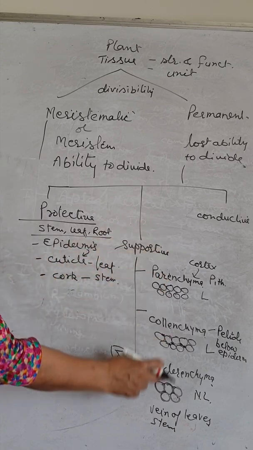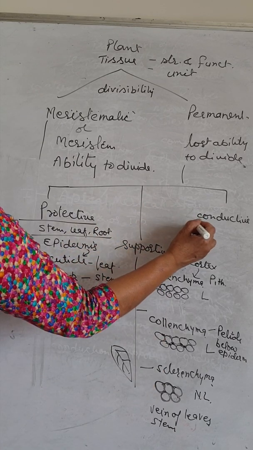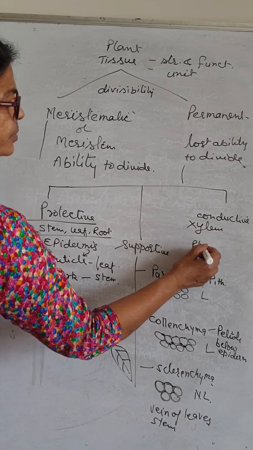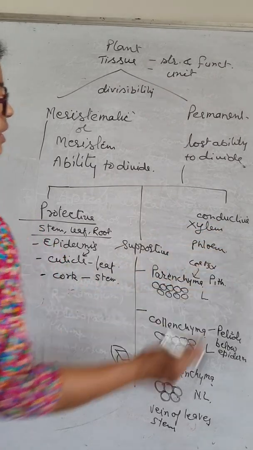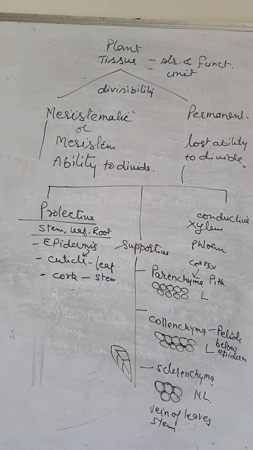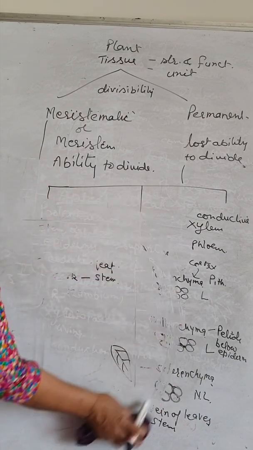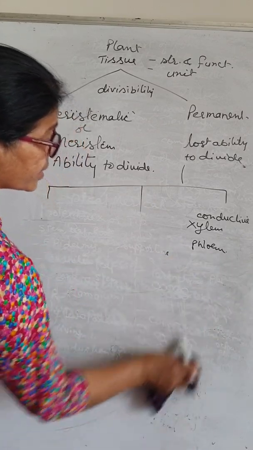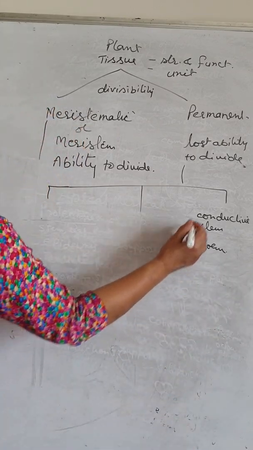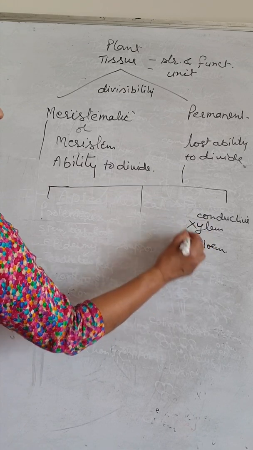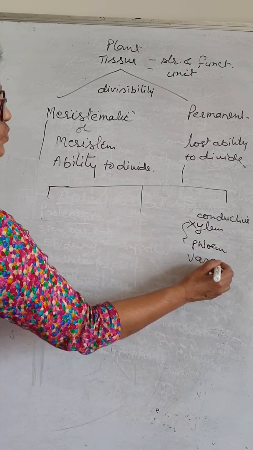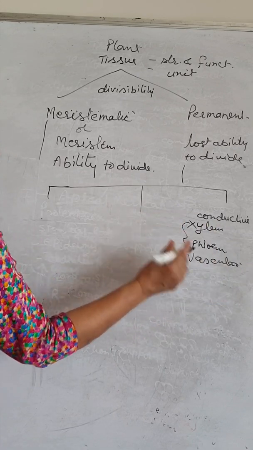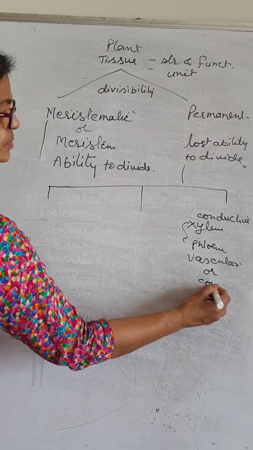Protective tissue. And the third one is conductive, that is xylem and phloem. The xylem and phloem are called conducting tissues, and combined, both are called vascular tissue. Also known as, combined they form vascular tissues, conducting tissues or complex tissues.